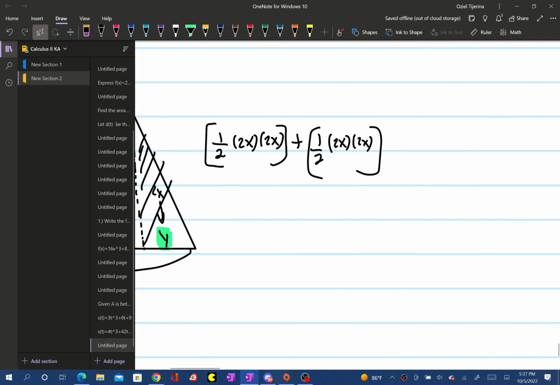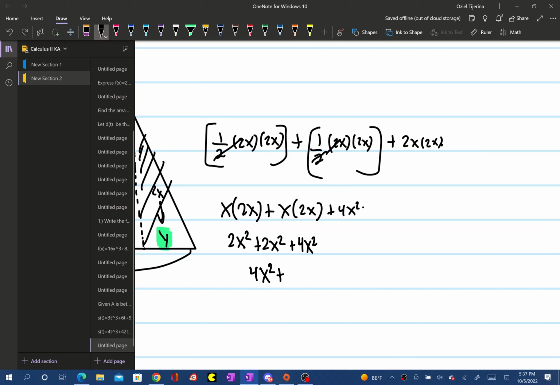Okay, so we have x times 2x plus x times 2x plus 4x squared. This is 2x squared plus 2x squared plus 4x squared, which is 4x squared plus 4x squared, which is 8x squared. If that's not correct, I don't know what it is.